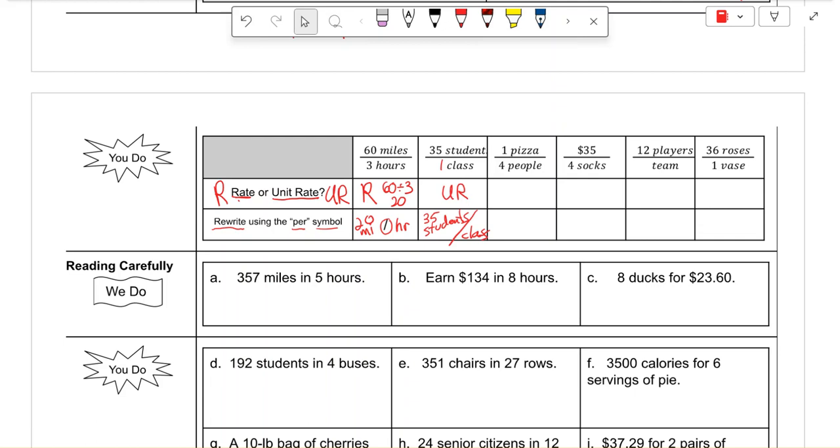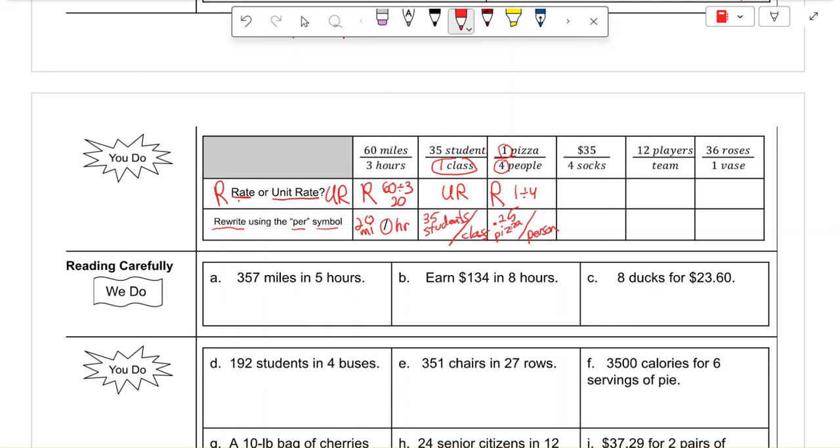Okay, you're back and you can see that this one was a unit rate because it's only one class. So there wasn't any math to do, you just wrote the answer, 35 students per class. Go ahead and try the next one. One pizza for 4 people. Okay, we're back. It was a rate, so we needed to turn it into a unit rate by doing 1 divided by 4. And on your calculator screen, you'll get 25 hundredths pizzas per person.